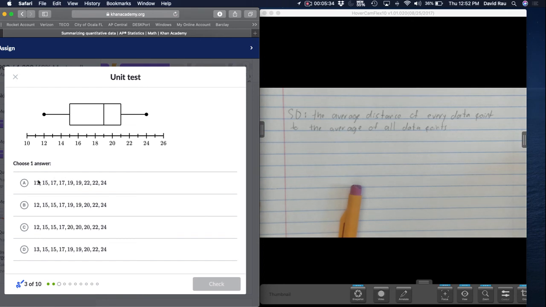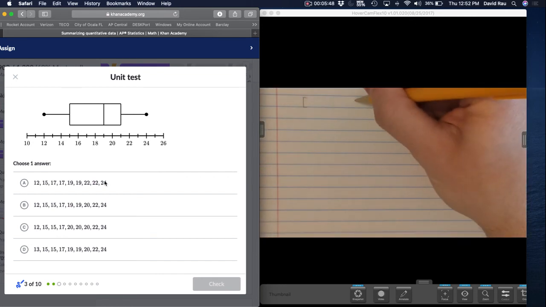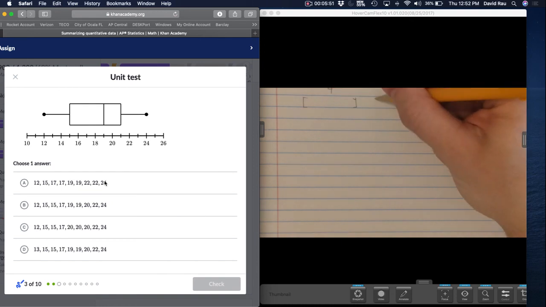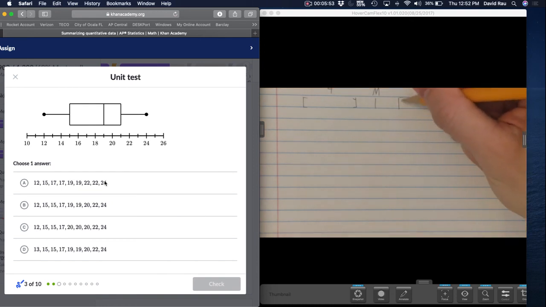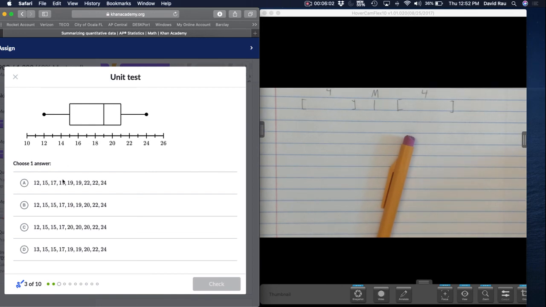So one thing we might want to do is count up how many spaces there are here. There's 1, 2, 3, 4, 5, 6, 7, 8, 9 for any set. So I'm going to visualize that like this: 4 to the left, 1 in the middle, that will be the median, and 4 to the right. In other words, the fifth data point better be 19. We already eliminated answer choice D. The fifth data point for C is 20, so now C is gone as well. So now we know it's between A and B.